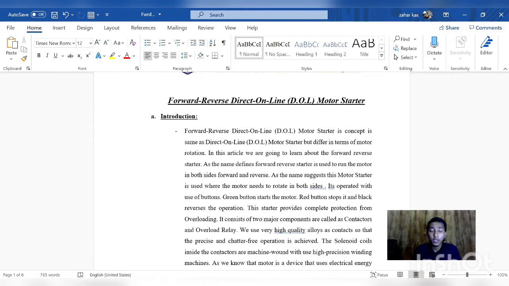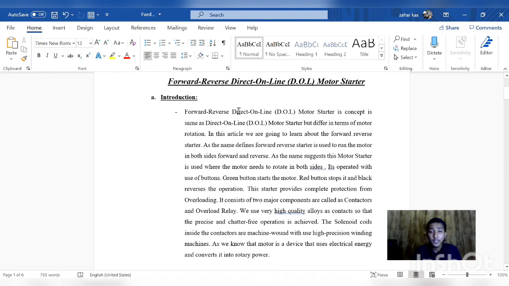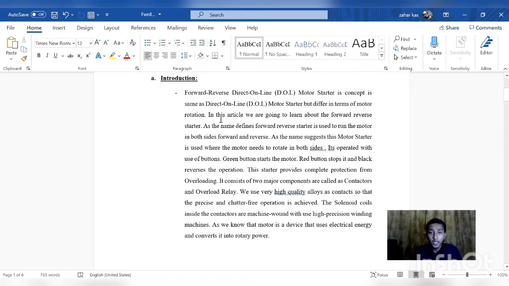Now I want to talk about the forward reverse direct online motor starter. First, introduction. The forward reverse direct online motor starter concept is the same as the direct online motor starter but different in terms of motor rotation. In this article, we are going to learn about the forward reverse starter.